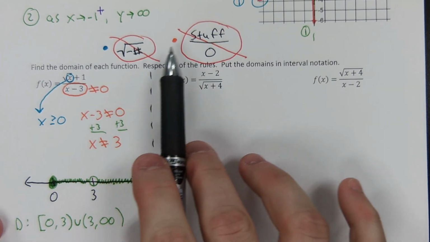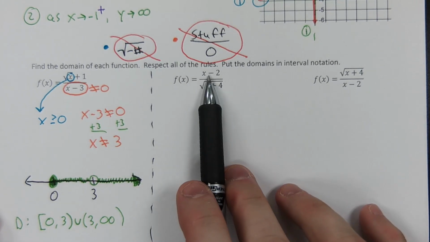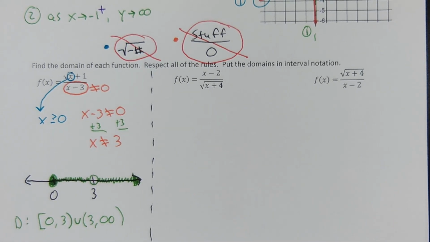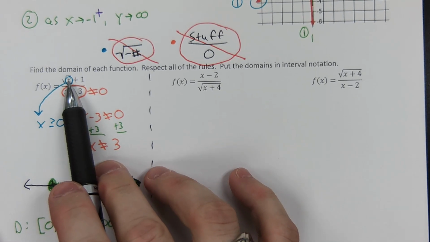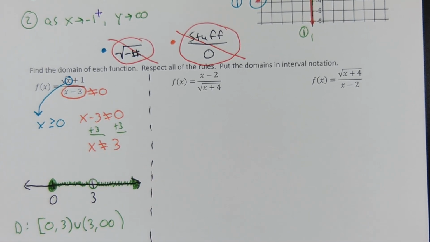Next, notice that neither of my rules cares about the top of the fraction. So the fact that there's an x up here means nothing to me. I don't care. I care about stuff inside square root bars. I care about the bottom of the fraction. That's all I care about.